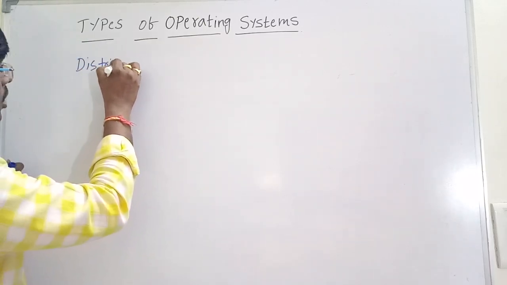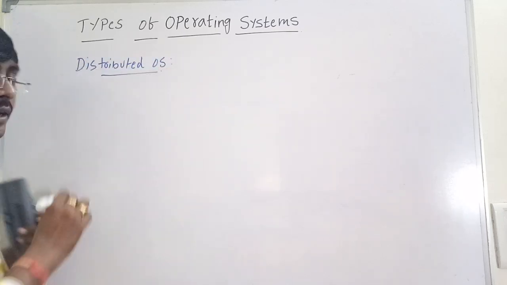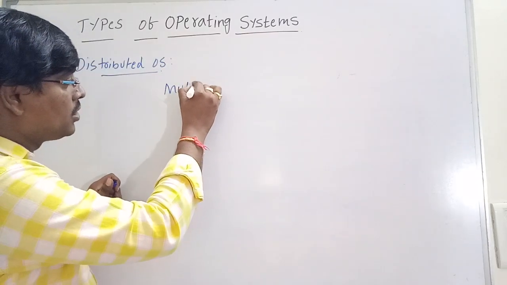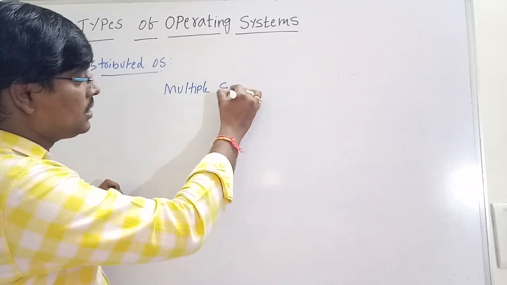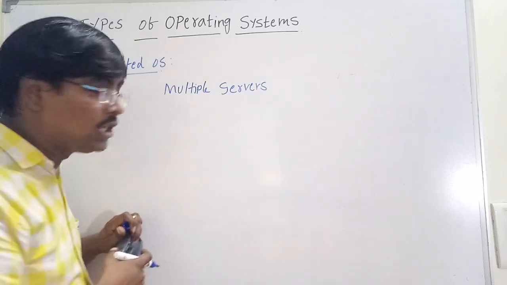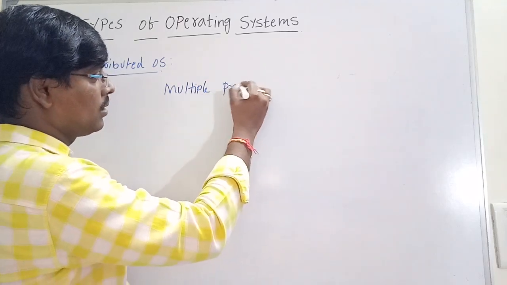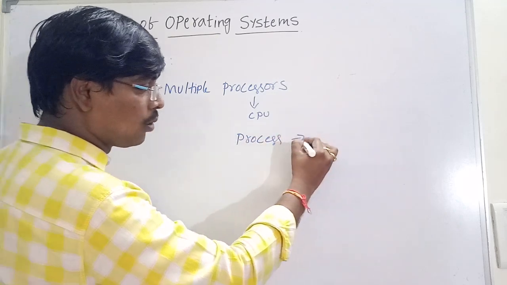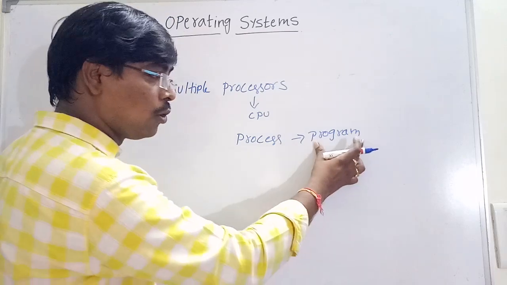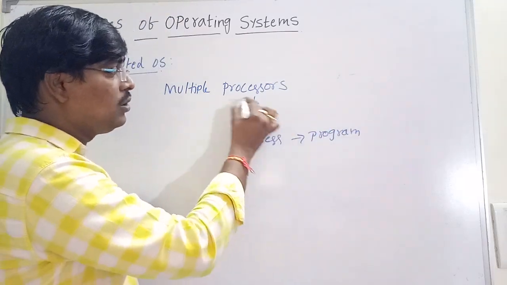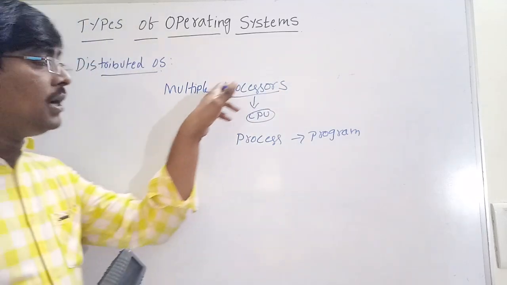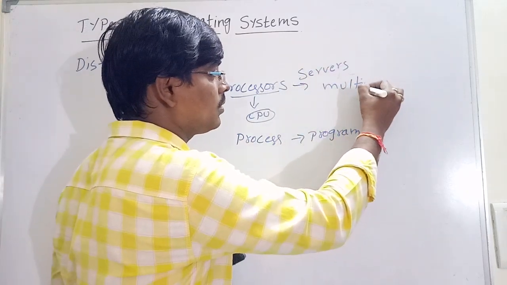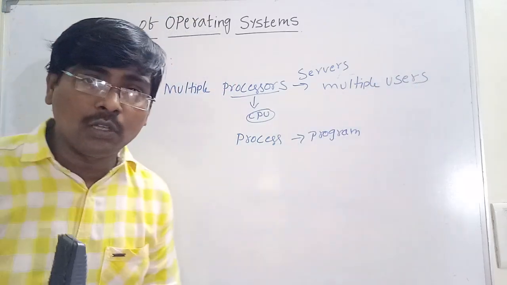Next one is the distributed operating system. What do you mean by distributed systems? A distributed system maintains multiple servers or multiple processors. Simple term. Remember, processor means CPU, and process means a program. Observe the difference: a program in execution is called a process. CPU is called a processor. So in a distributed system, multiple processors serve multiple users.